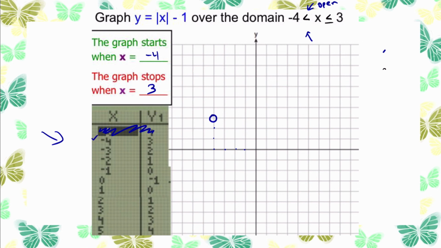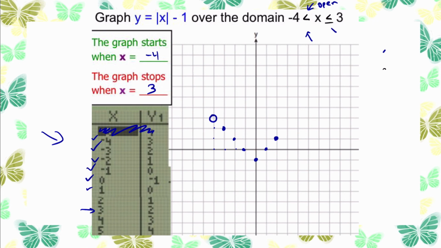So I did that one. I want to do -3, 2, -2, 1, -1, 0, 0, -1, 1, 0. And I'm just going to keep going here, but what's the last point I should plot from this table? I want to stop when I get to here because I want to stop when x is 3. So I'm just going to keep going, 2, 1, and then 3, 2.